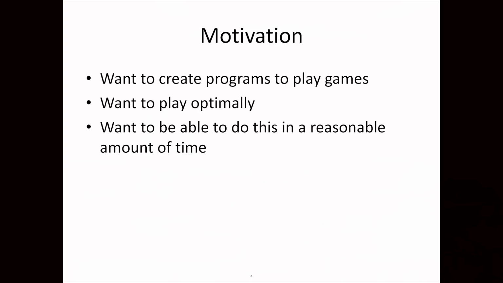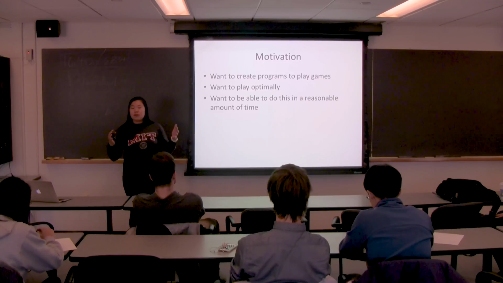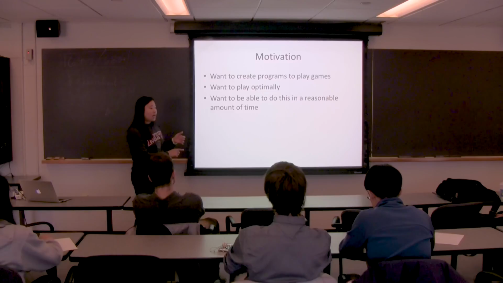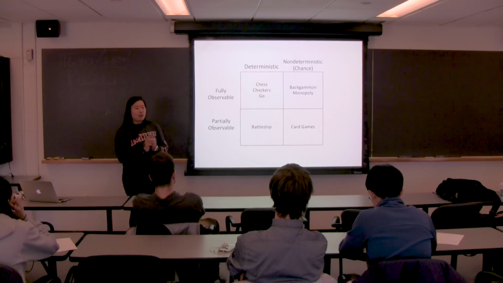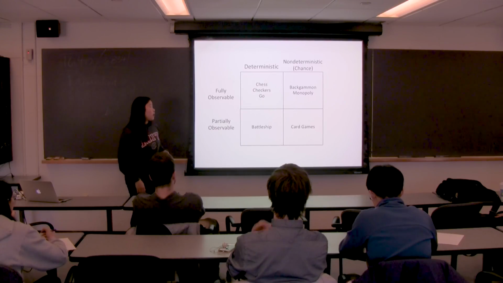The motivation of these kinds of algorithms is that we want to be able to play games, and we want to create programs to play these games, but we want to play them optimally. We want to be able to win, but we also want to do this in a reasonable amount of time. These three constraints lead to different algorithms with different complexities and search times. And that's why today we're going to be talking about Monte Carlo Tree Search, and you'll figure out in a few slides why we do care.